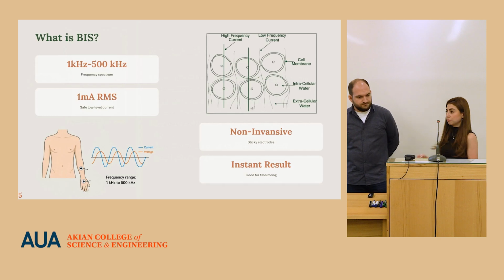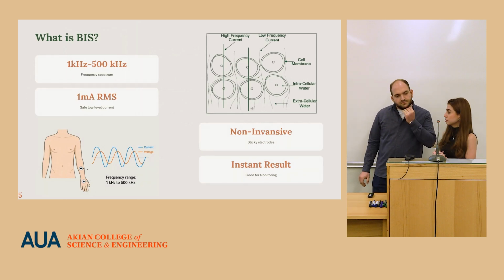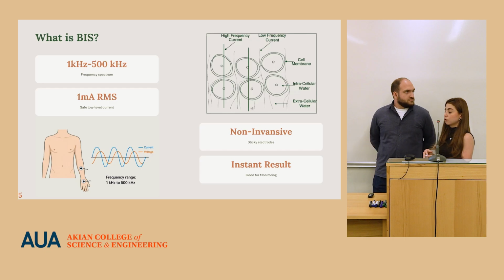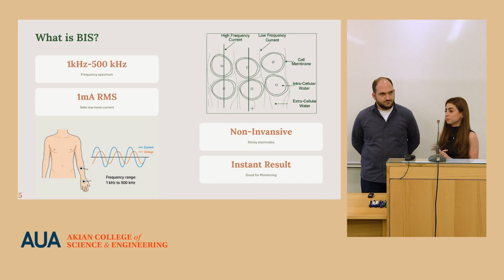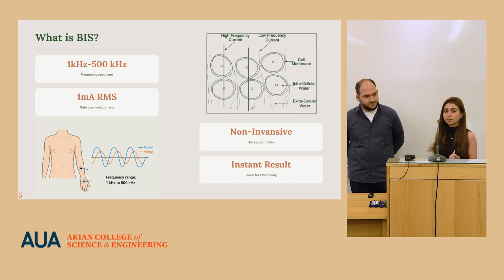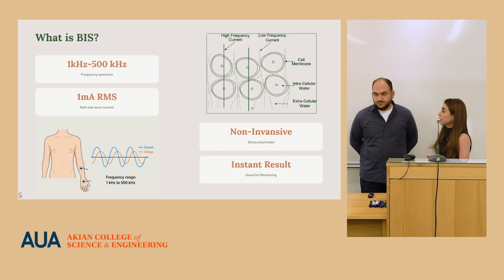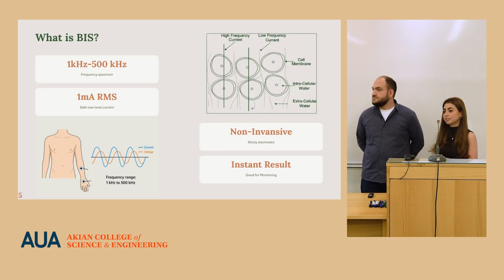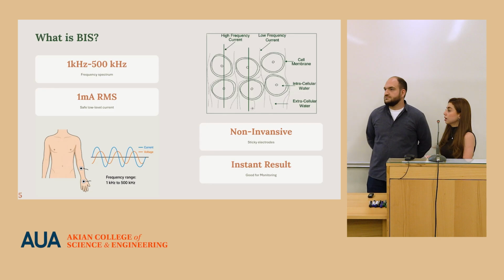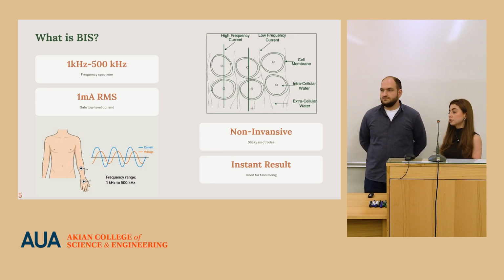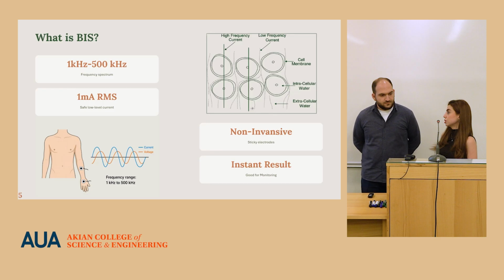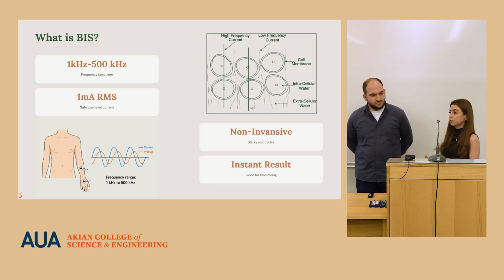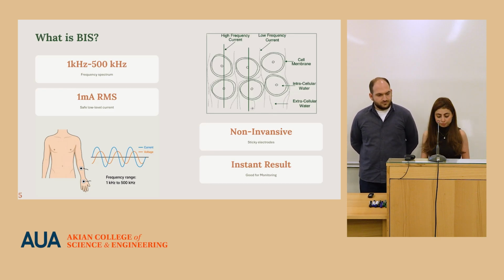So what exactly is bioimpedance spectroscopy? At its core, it is a measurement of the body's opposition to the flow of an alternating current. We are using a frequency range from 1 kilohertz to 500 kilohertz, and we're injecting a really low-level current into the human body, about 400 microamperes. Based on the ISO standards, we're not allowed to inject more than 1 milliampere, which is also very low for causing nerve stimulation or any tissue damage.